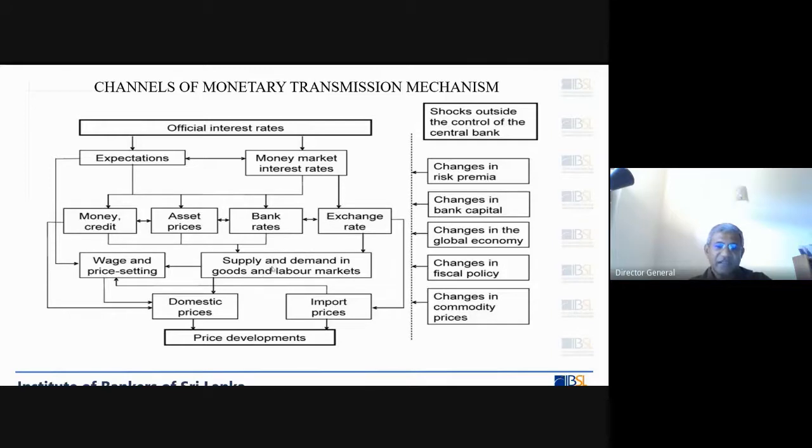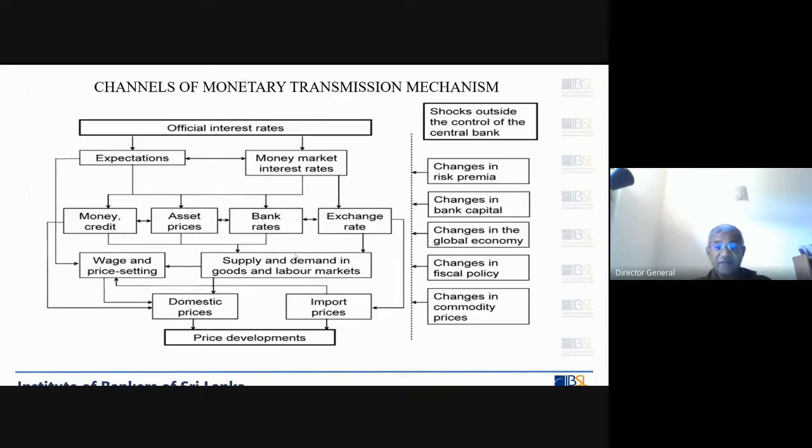Here, supply and demand in goods market and labor market. Okay. What will happen here? What will happen to supply? Now, when new projects are started, when people get more money at a lower cost, they will start producing more. As a result, supply also will increase.